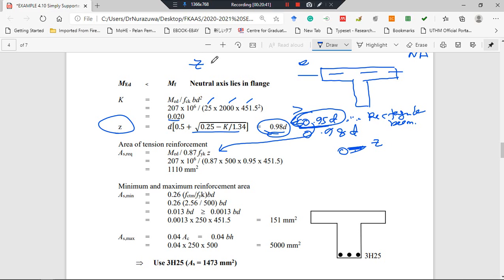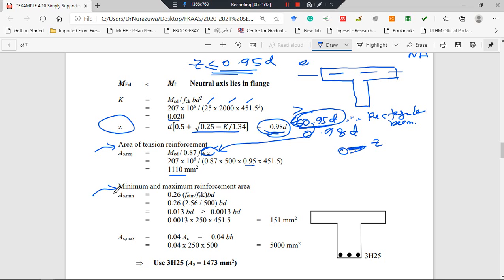Okay, Z must be less or equal to 0.95D. So this is the checking. Then we proceed with the area of tension reinforcement required as M divided by 0.87 FYK Z. So these are the known values. You substitute Z with 0.95D and we get the AS required is 1110 square.